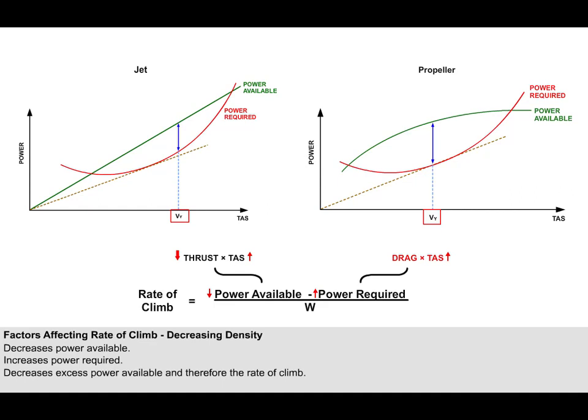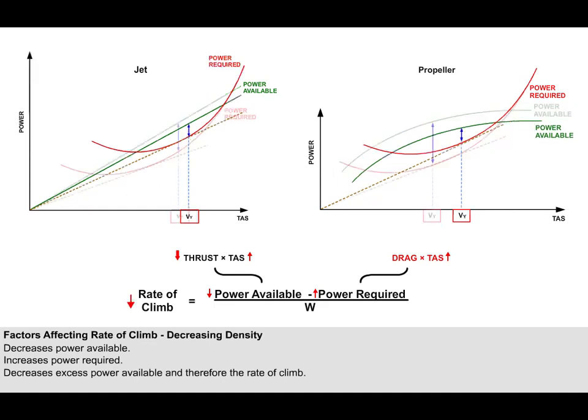Returning to the graph, this means that the power available curves move down and right, and the power required curves move up and right. You will notice that there is less excess power available, and this causes a reduction in the rate of climb for both aeroplane types. This effect will be repeated any time the density falls, which can either be by increasing altitude, increasing temperature, or by increasing humidity.